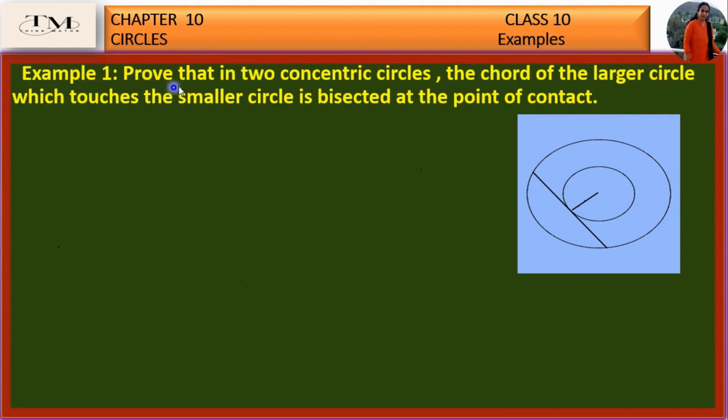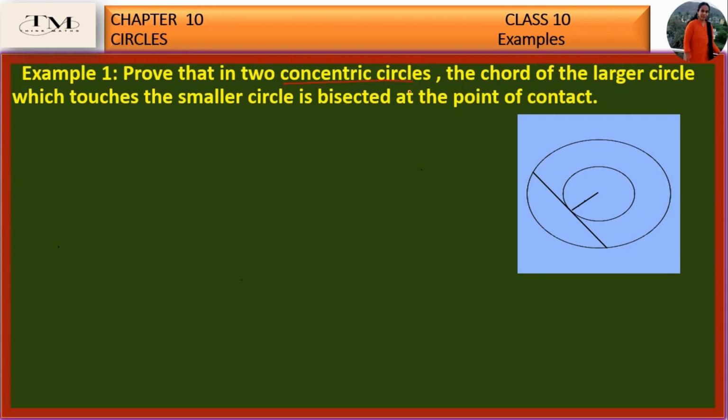Example 1. Prove that in two concentric circles, the chord of the larger circle which touches the smaller circle is bisected at the point of contact. Here what is given? There are two concentric circles.